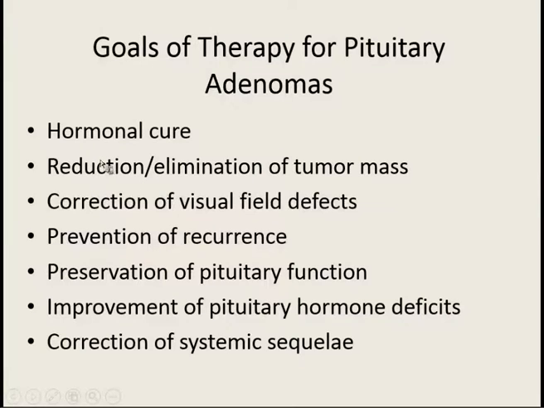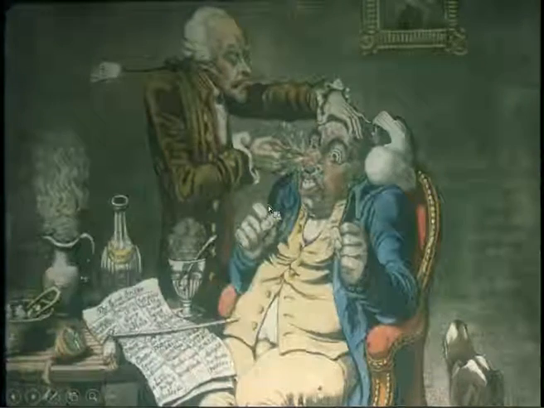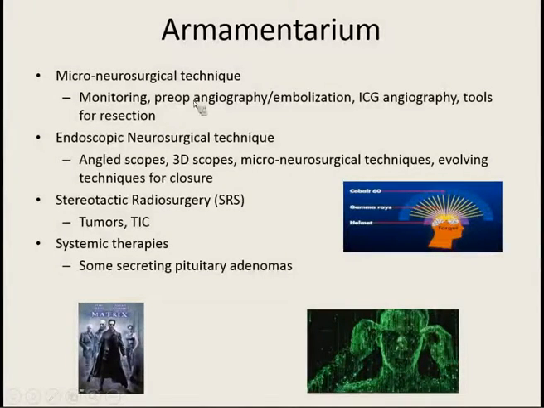So for these tumors causing neurologic deficit, correction of visual fields, prevention of recurrence, preserving the normal pituitary function, and improving hormonal deficits. The gonadal axis is quite rare to see recovery of, but quite common to see recovery of the adrenal and thyroid axes from decompression of the normal pituitary gland. We happen to be really, really good at all of these things, and that's why we have such a robust center. So the armamentarium. We talked briefly, but there are a lot of additional services that we have here.